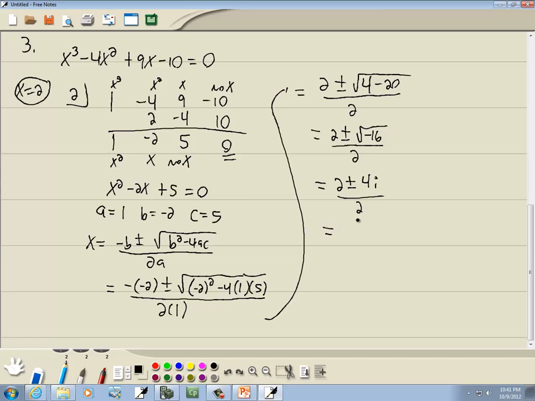Now, if you have an imaginary part, you can split them up into separate fractions: the real part over your denominator, and the imaginary part separate. 2 over 2 is 1, plus or minus 4 divided by 2 is 2 with an i. The fundamental theorem of algebra says you're going to have three answers. It doesn't say they're all going to be real. Here we have two imaginary. This plus or minus is where our other two answers come from.